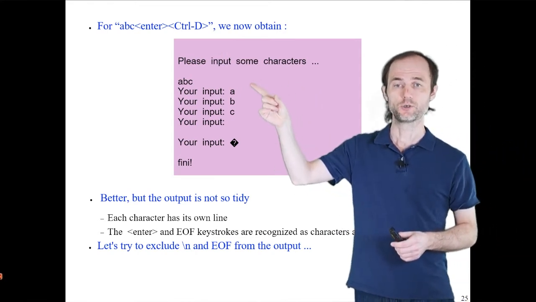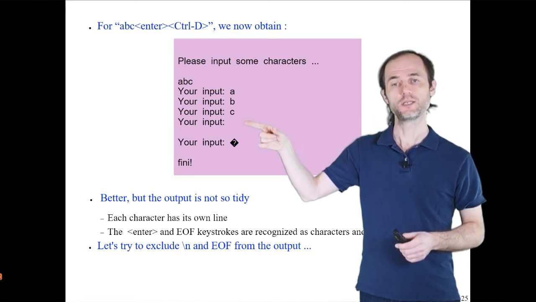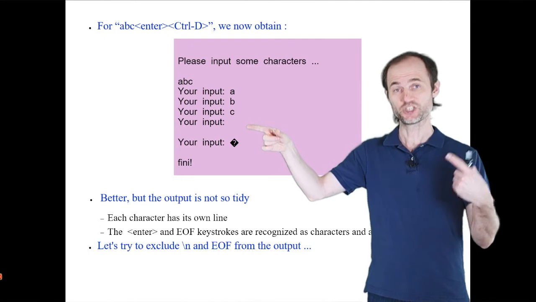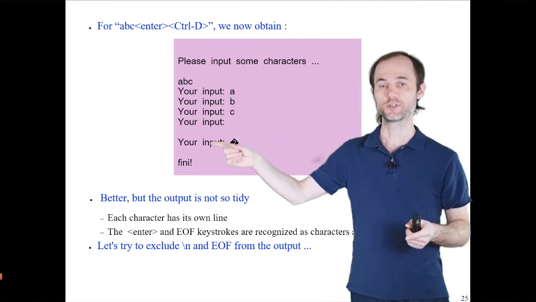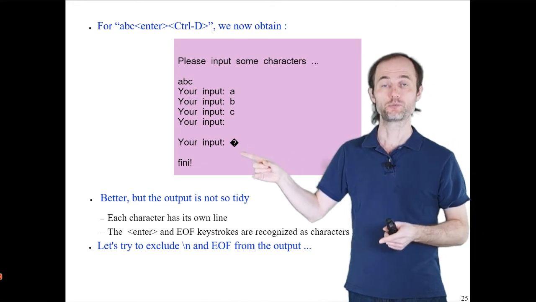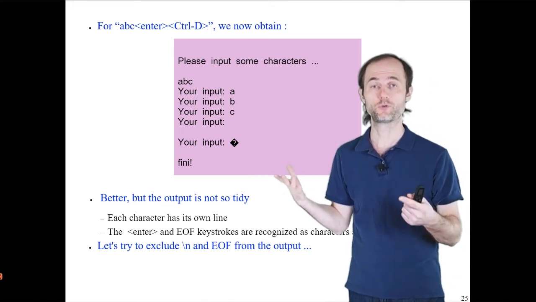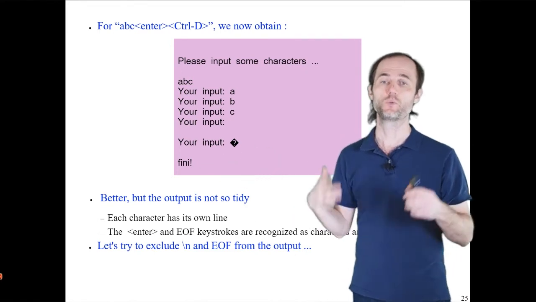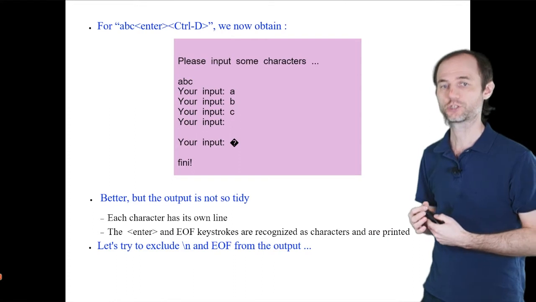You're going to print out A, B, and C. Then when we enter, it will actually print out the actual new line character. That's why there is an empty line over here. Once you press Ctrl-D, it will print out whatever character stands for the end of file. And after that, we're going to declare victory and say that we have accomplished the mission.